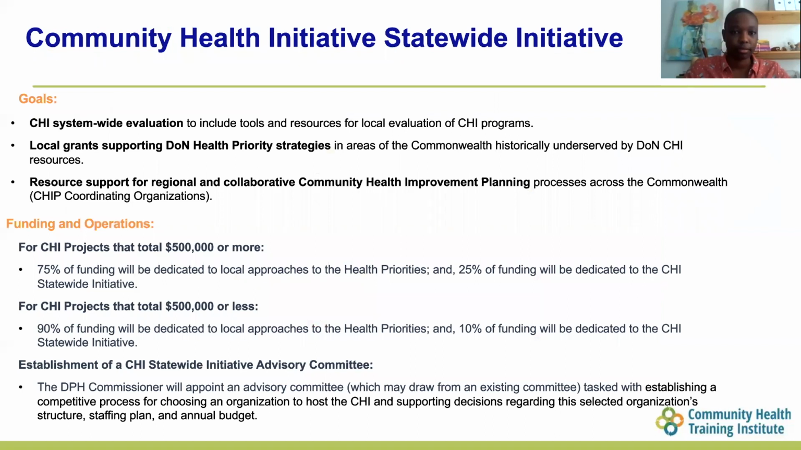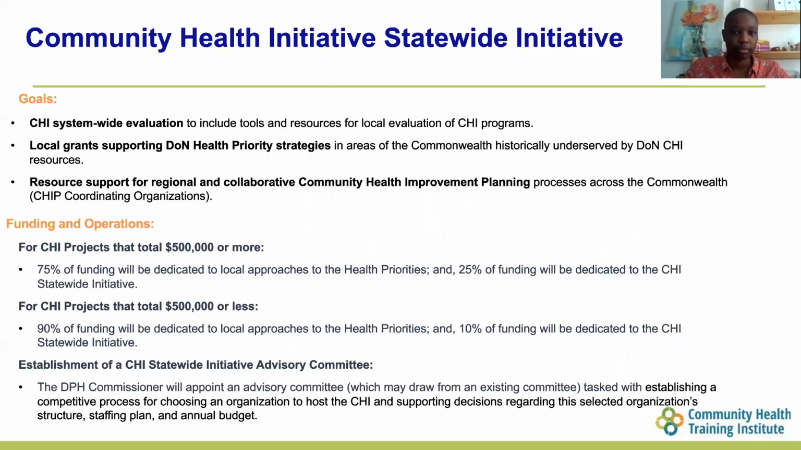This slide shows the basics of what the statewide fund is supporting. The goals, which I started to talk about a few slides ago, are CHI system-wide evaluation, local grants supporting DON health priority strategies, and resource support for regional and collaborative community health improvement planning. The details around funding and operations are listed here.